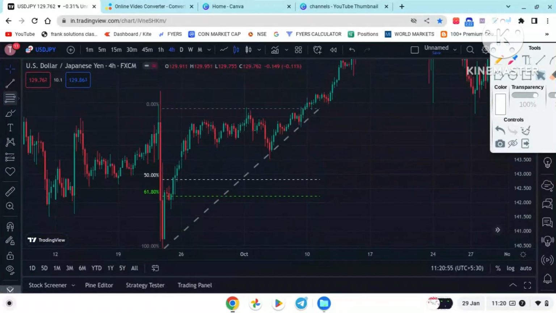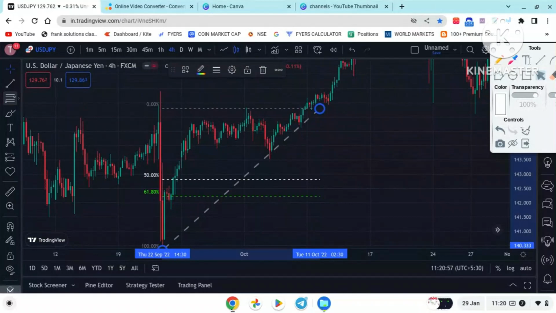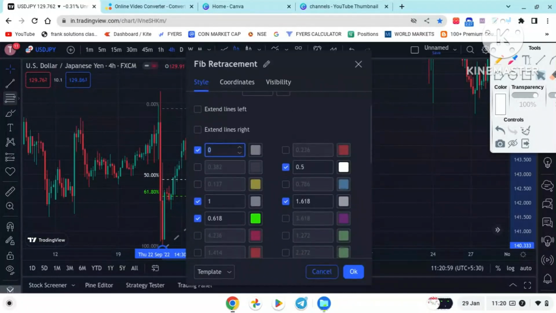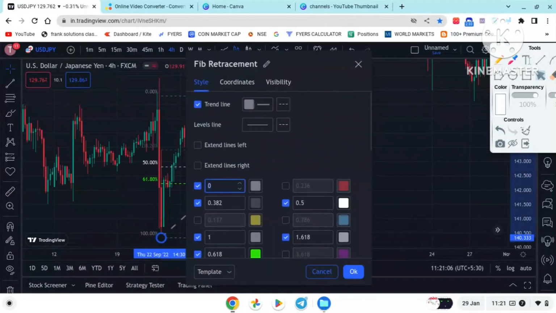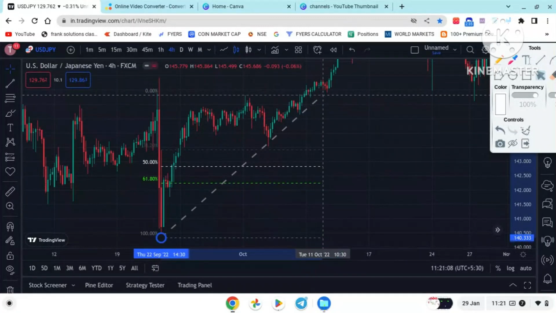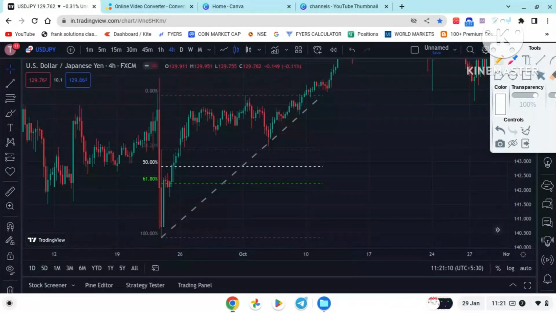This gives us some levels. You go to the settings of Fibonacci and just turn this on. So it takes us to the 30%. What it tells us is that the market has taken support from the 30% level. It means the market is very strong, but it is not sustainable for a longer period of time. Meaning the uptrend cannot sustain for a long period of time.